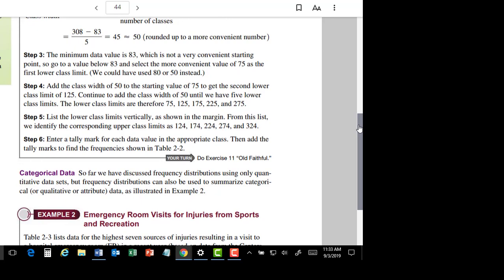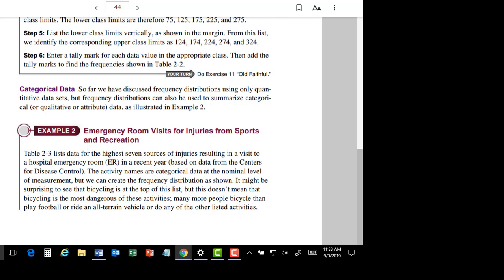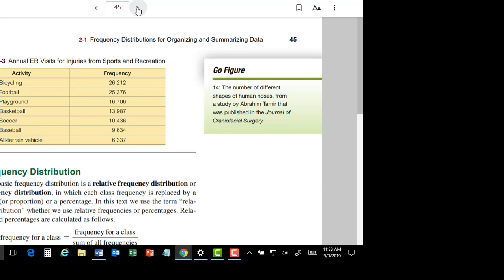Now, this is another kind of data. It's called categorical data. If you got frequency, it's already categorized, right? So this was emergency room visits, injury from sports and recreation. These are the injuries, I guess, ER. This is bicycling, 26,000. Football, 25. Playground, basketball. All-terrain vehicles. This would be good for setting up, say, an insurance table to see what kind of premiums you would charge for these different sports, right? It looks like bicycling is number one.